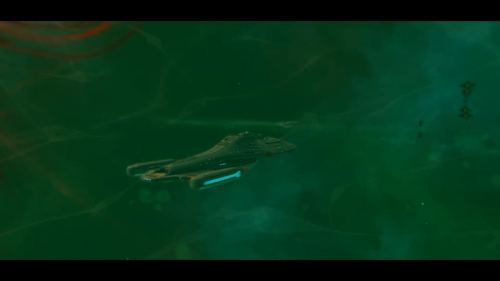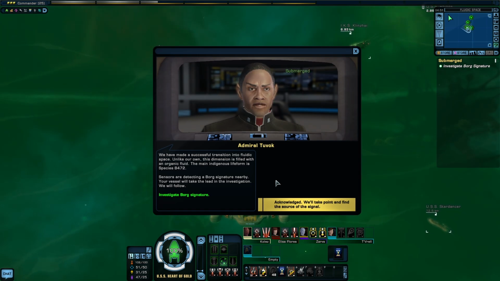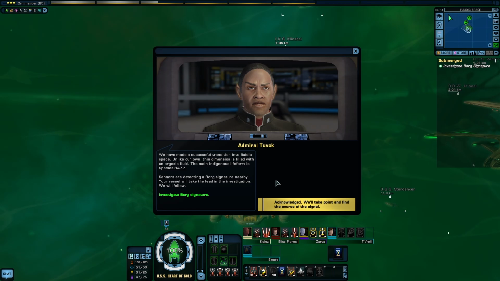Welcome to fluidic space. We have made a successful transition into fluidic space. Unlike our own, this dimension is filled with an organic fluid. The main indigenous life form is species 8472. Sensors are detecting a Borg signature nearby. Your vessel will take the lead in the investigation.